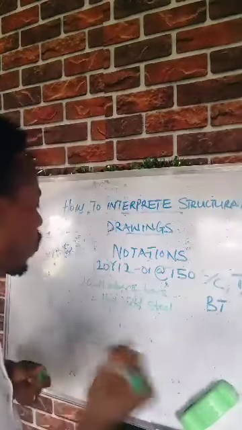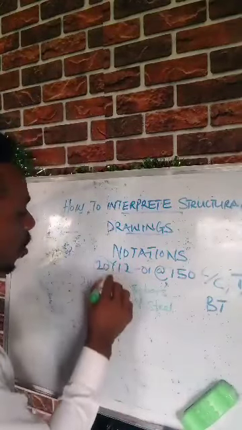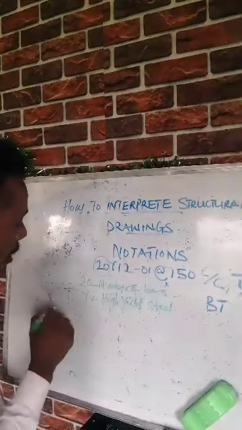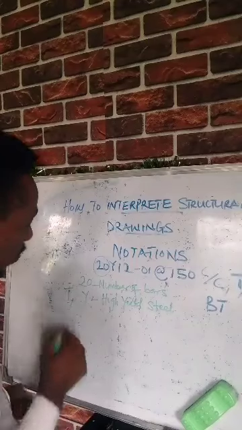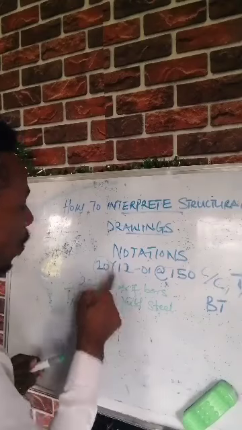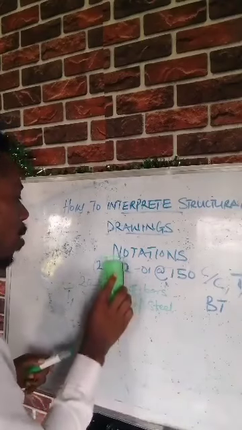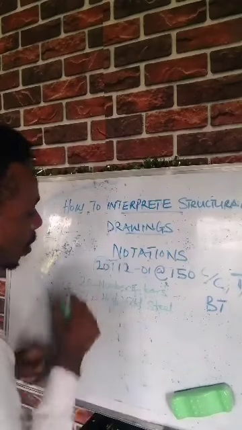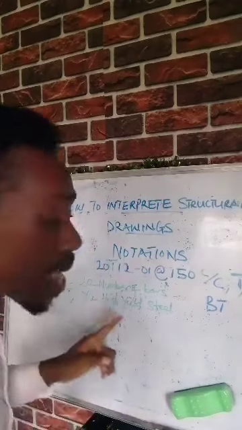In some cases where you see T instead of Y, it still means high yield steel. So for example, you might not see it as Y. Probably you see it as T. It still means high yield steel.